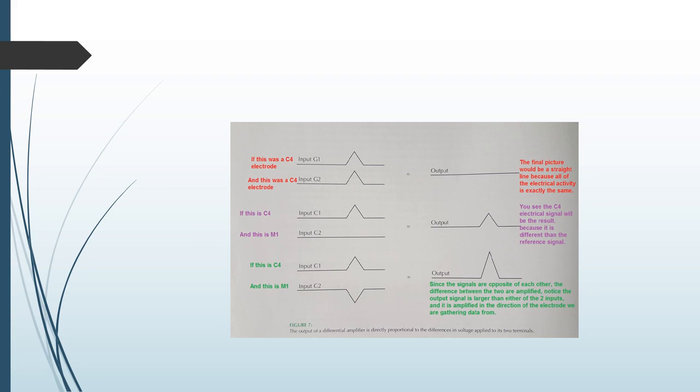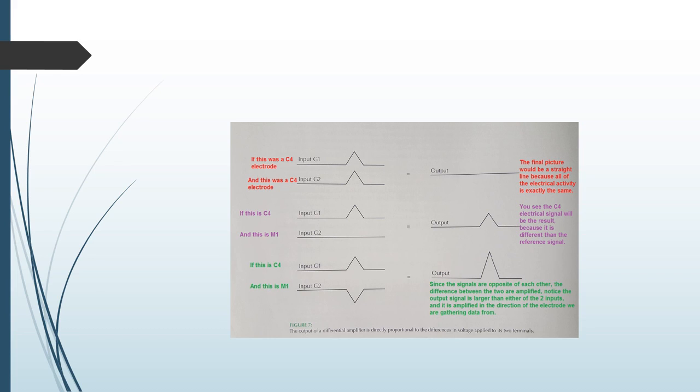So everything that's the same between the two is going to be canceled out, but we're going to see that deflection, that negative deflection. Negative means it goes up above baseline, exactly like that of C4. So you can see the C4 electrical signal is the result because that is what's different when it is compared to the reference signal. Okay, let's try another one down where the green typing is.